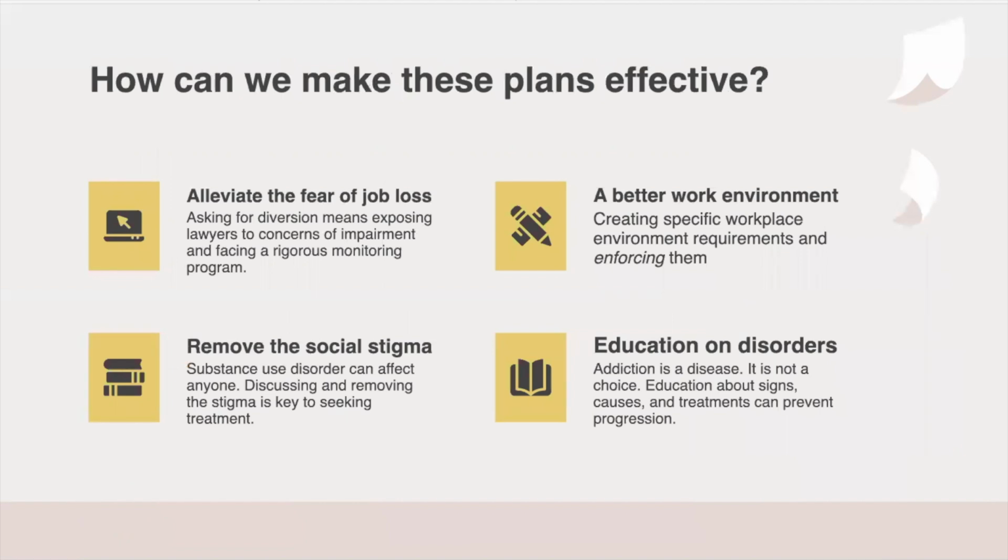A lot of these plans have some good ideas, but they're very vague and there is nobody enforcing them. So these are some solutions to make these plans a little bit more effective in reducing the drinking problem. First is alleviating the fear of job loss. Asking for diversion means exposing lawyers to concerns of impairment and facing a rigorous monitoring program, which is very intimidating to a lot of people that otherwise would seek help.